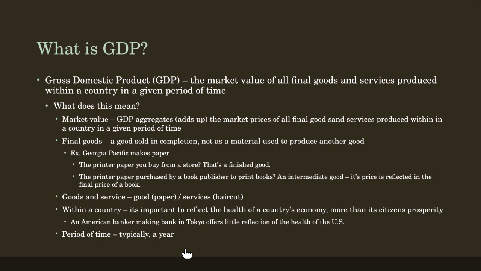And for the period of time, this is typically a year. So we normally divide the number up into two things. We look at annual GDP, which looks at our economic change over a year, and quarterly GDP, which allows us to figure out trends in growth.